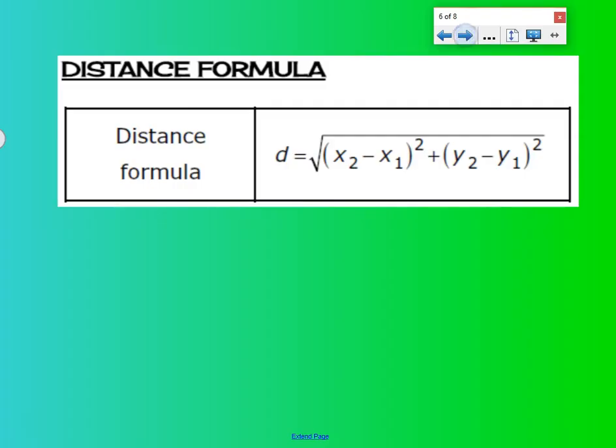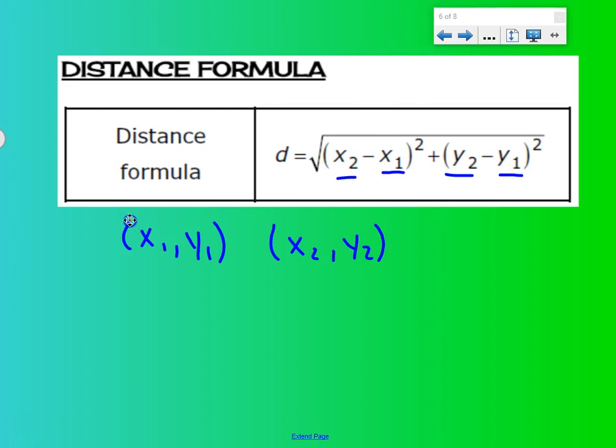All right, if you flip your paper over, we have one last thing to cover, which is the distance formula, which is very similar to the Pythagorean theorem, except this time you would use coordinate points. So x1 and y1 would be one coordinate point, and x2 and y2 would be your other coordinate point. So that's where you would get these numbers to plug into your distance formula.